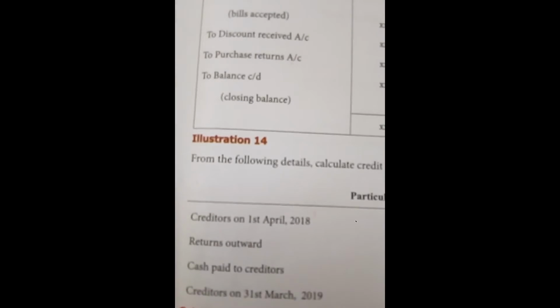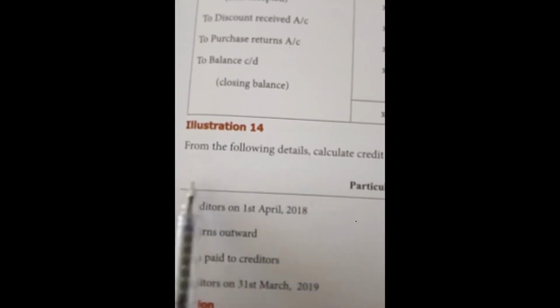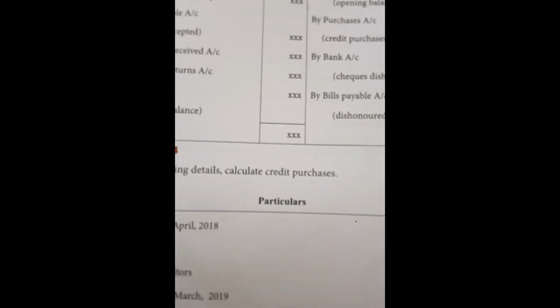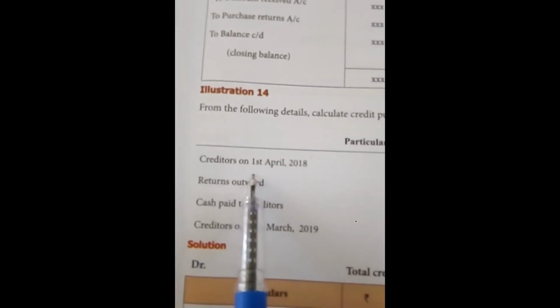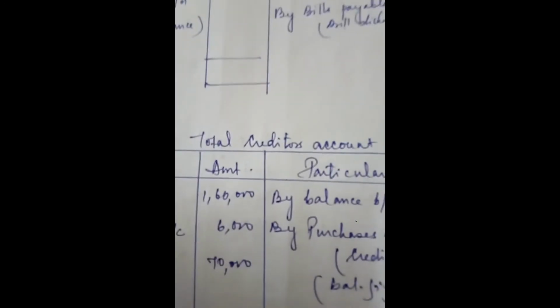Now let's look at illustration 14. From the following details, calculate credit purchase. Creditors on 1st April 2018, 50,000, returns outward 6,000, cash paid to creditors 1,60,000, creditors on 31st March 2019, 70,000. Let's see the solution for example 14.